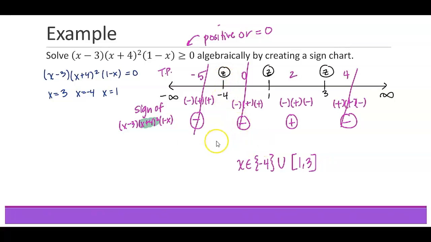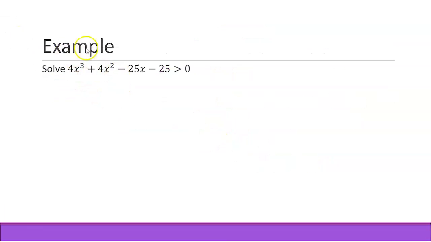Now in this example, we're just asked to solve 4x cubed plus 4x squared minus 25x minus 25 is greater than 0. So we can use any method. So here, no matter what, we are going to have to find where this function equals 0, whether to put those zeros on a number line or on the x-axis to graph it. So we do need a factored form.